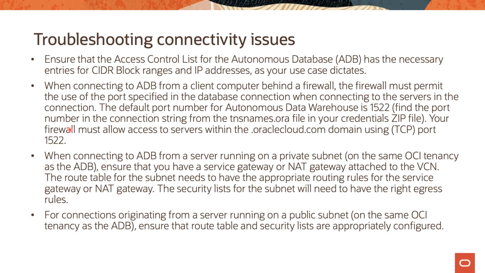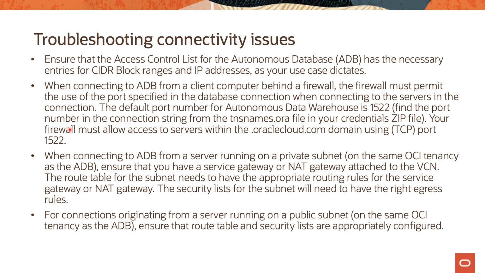Let us now look at troubleshooting connectivity issues. You need to ensure that the access control list for autonomous database has the necessary entries for CIDR block ranges and IP addresses as your use case dictates. When connecting to autonomous database from a client computer behind a firewall, the firewall must permit the use of the port specified in the database connection when connecting to the servers in the connection. The default port number for autonomous data warehouse is 1522.